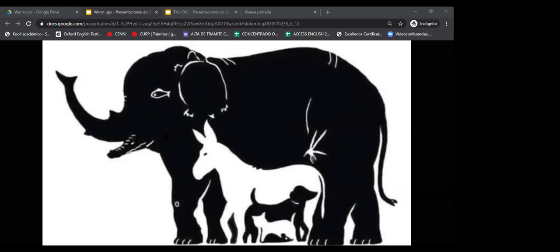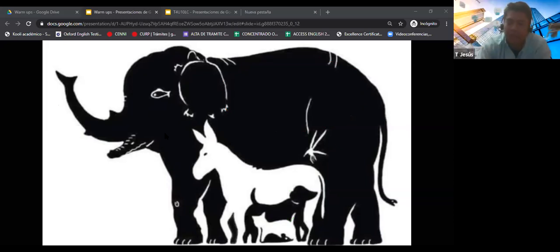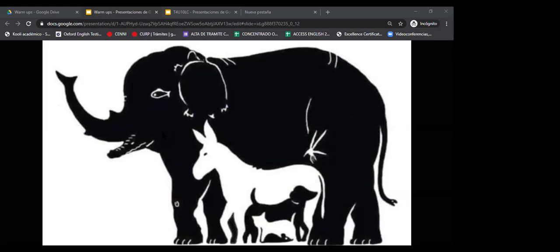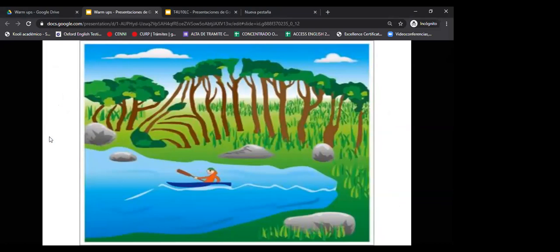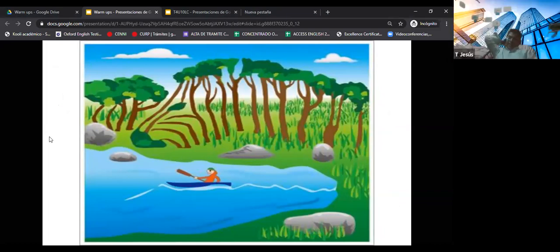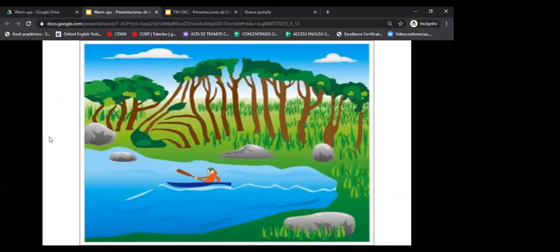Okay, I'll give you 1 minute to find all the animals in the next picture. Are you ready? Yeah, teacher. 1 minute, okay? Other animal, it's a zebra, monkey. Well, here a zebra, crocodile. This is the eye.